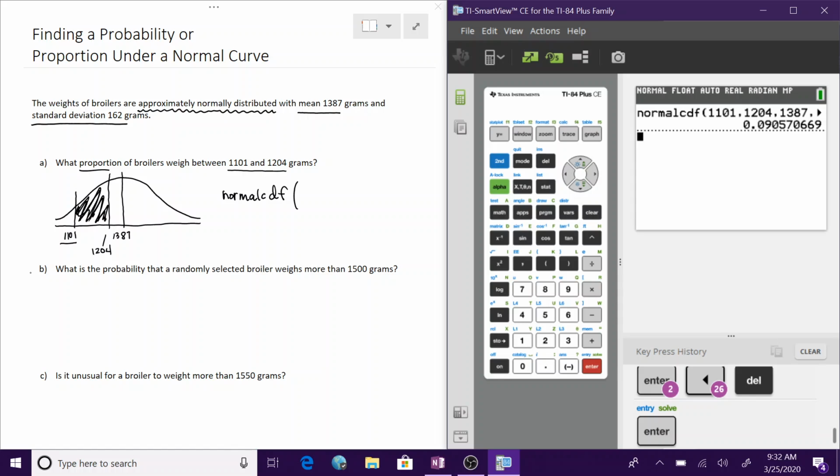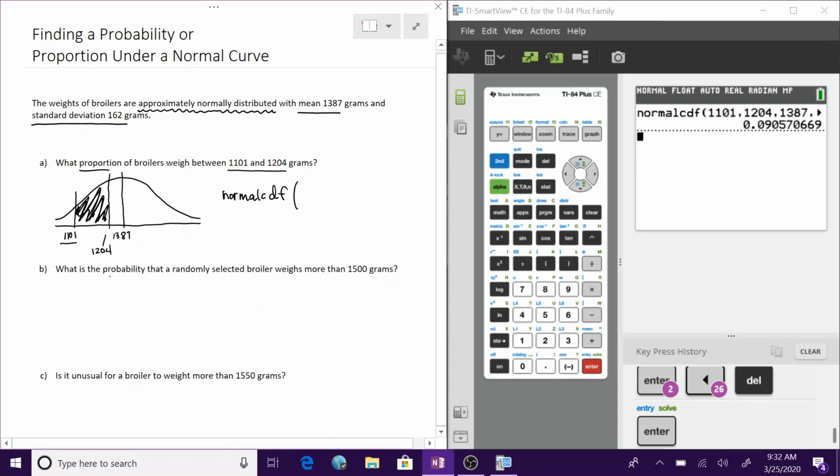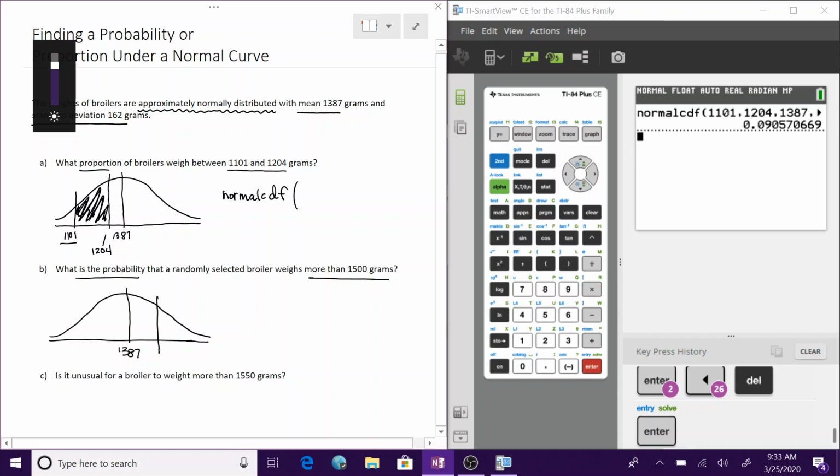Now in the B part, we're going to do the same thing. It's just asking what is the probability that a broiler weighs more than 1,500 grams. So again, we're going to draw this out. Our mean is in the middle again of 1,387. And 1,500 is going to be greater than this value, so we're just going to draw it right here. Okay, and we want more than that, so we want to go this way.